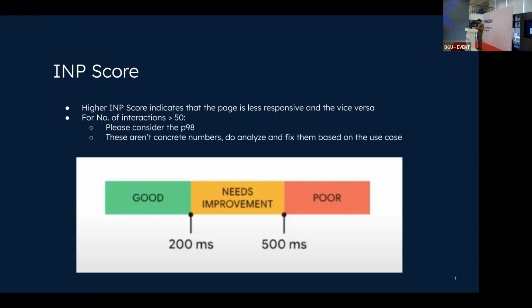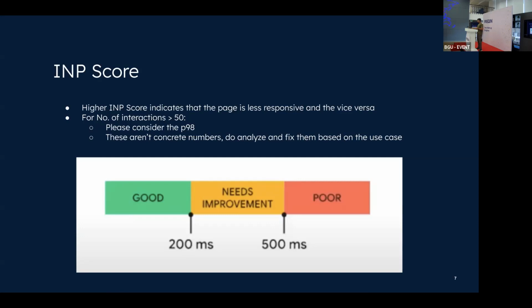And what the Web Vitals group is suggesting is that we need to take P98 if more than 50 interactions are there in your web app or in that particular frame. If there are going to be more than 50 interactions, better take P98 metrics rather than taking P100 metrics, which is taking all the metrics and then working on it. And again, that's going to be based on the use case, and you can define it.